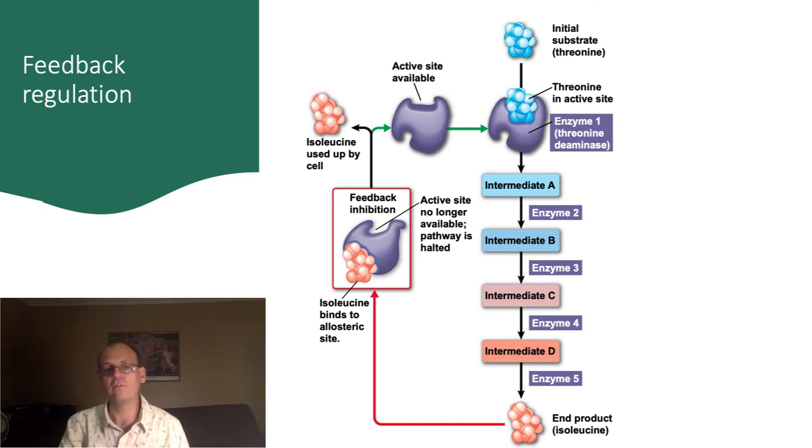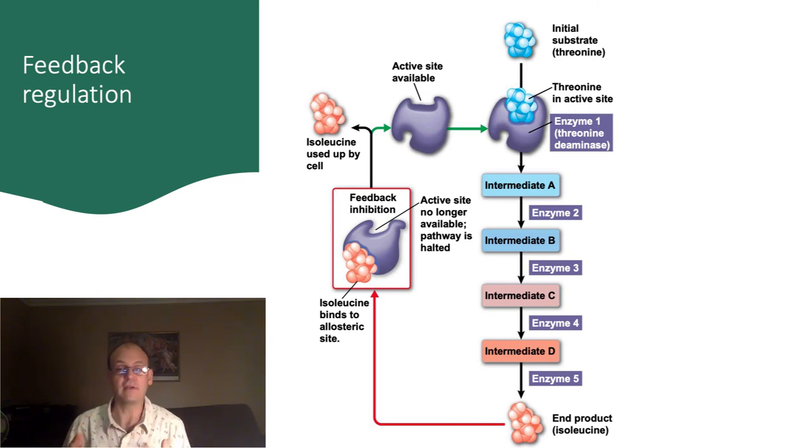Now, one very important form of regulation is called feedback inhibition. Feedback inhibition is used to regulate the amount of a product that is produced. In this example, the active site of the enzyme is occupied by threonine, and the result is an intermediate A. After a series of enzymatic reactions, the final product, isoleucine, is produced. The isoleucine, in turn, can act as an inhibitor for that first enzyme.